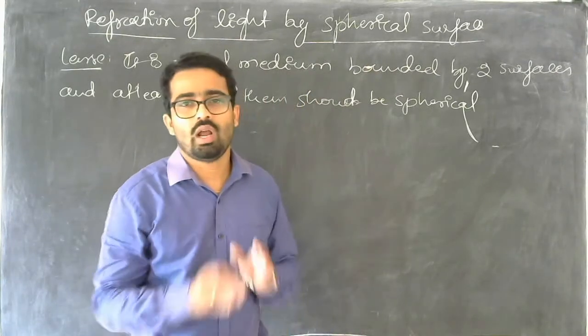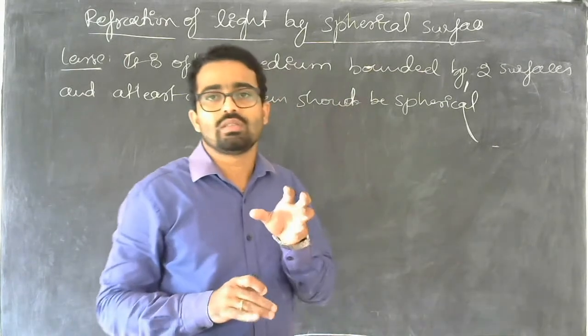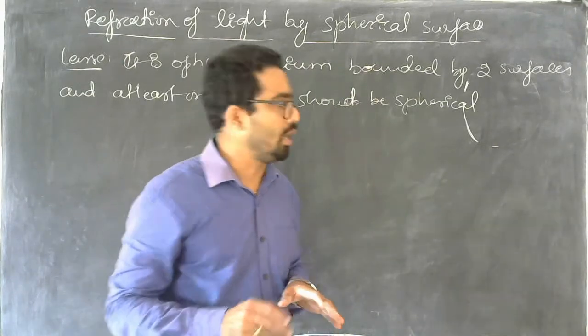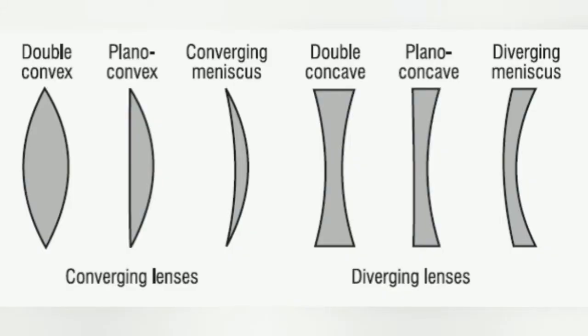To get a clearer idea about this, I am using some pictures, and now you are watching them on your screen. These are the different types of lenses. The first one is a double convex lens. The second one is called a plano-convex lens. The third one is called a converging meniscus. The fourth one is called a double concave lens. The fifth one is called a plano-concave lens. And the last one is called a diverging meniscus.